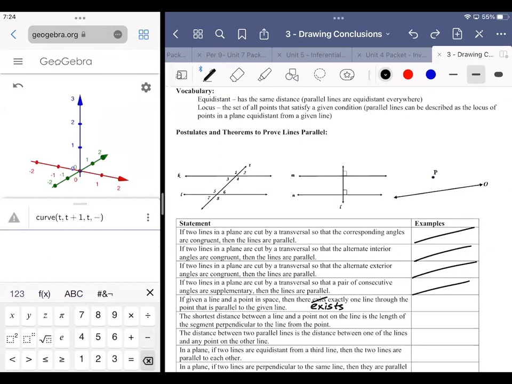Keep hitting the wrong keys here. Story of my life. All right, so there's a line. Looks like an ordinary line.